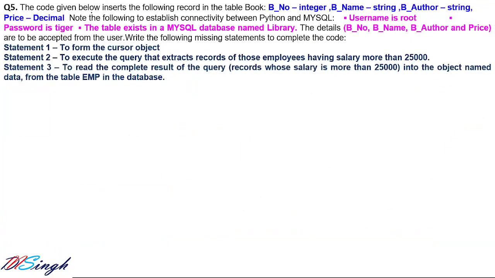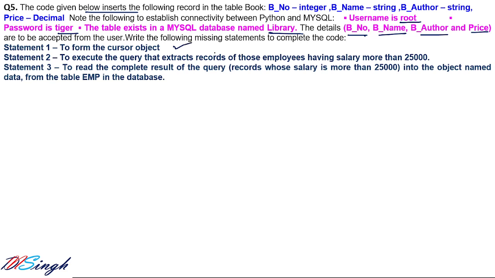The code given below should insert the following record. Now an insert query is to be written in the code because it is going to insert the record. And what will the record contain? Book number, book name, author, and price. So these are the things that are stored inside it. Okay, what are the parameters to the connection? Username is root, password is tiger, and the table exists inside the database named library. A database is a container where tables reside.